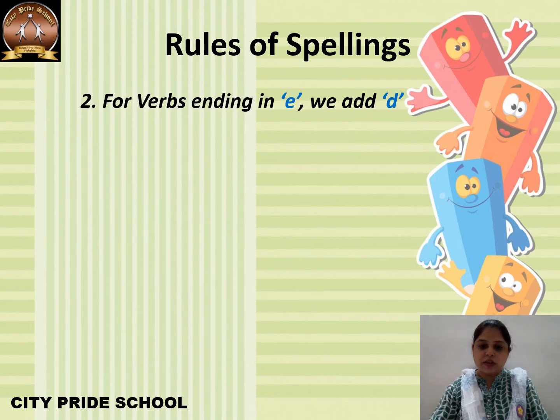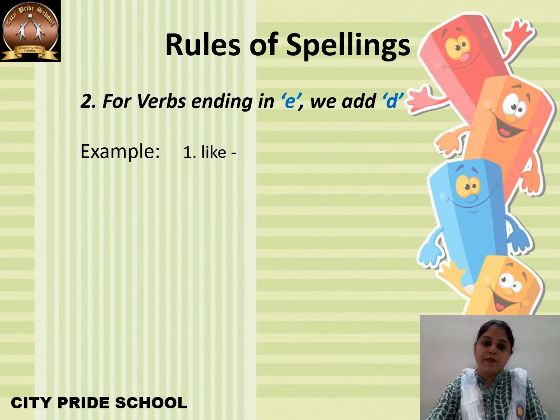Now we are going to see the second rule. For verbs ending in E, we add D. That means the verbs which end in E, for them to change them into the past tense, we add D. Only D. Let us see the examples.